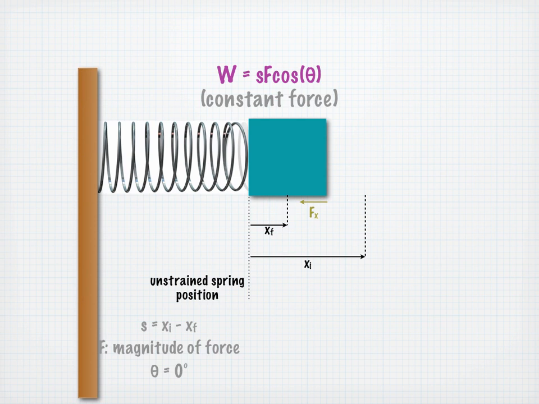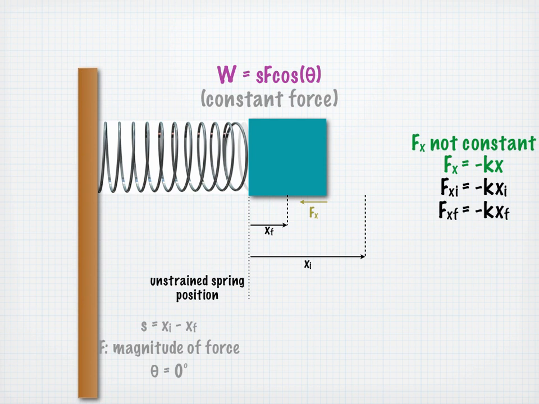The force applied by the spring to the object is not constant, however, so it's not as simple as substituting in the magnitude of the spring force. The spring force is not constant because it depends on the position x. The force has a different value at different positions. The force at x initial is equal to minus k times x initial, and the force at x final is equal to minus k times x final. Remember, k is the value of the spring constant.